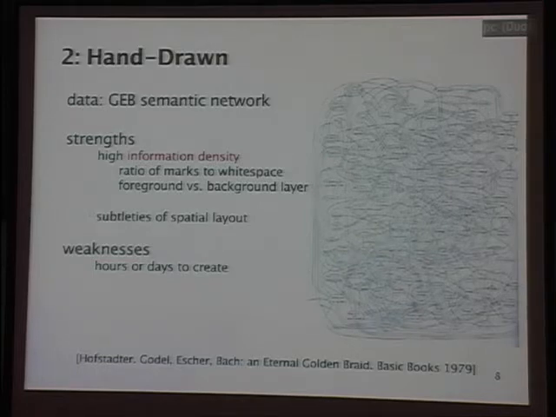Now, there are some strengths about this hand-drawn picture. One is it's got very high, what I'll call information density. So talking about the ratio of the marks to the white space. Of course, if you go too high, all you have is clutter. Too low, and you're wasting a lot of white space, and typically pixels are a precious resource. But this is actually very nicely done, and there's a lot of subtleties here.